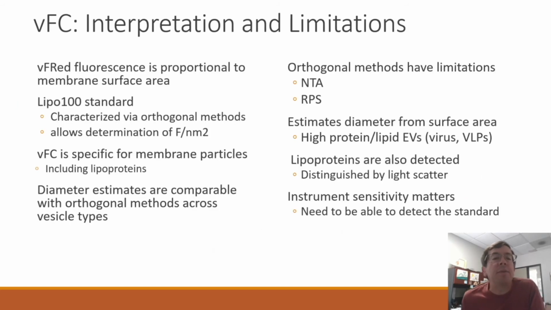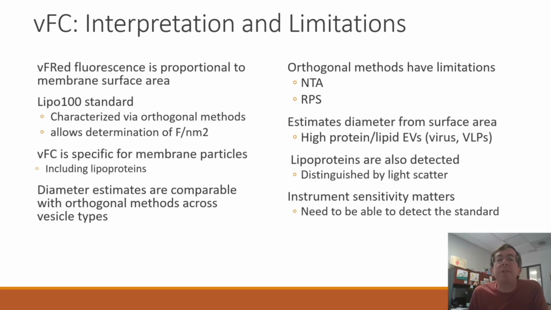So wrapping up here, we find that VF red fluorescence is proportional to membrane surface area, and that gives us a means to estimate vesicle size from fluorescence. We use the LiPo-100 standard, which has been characterized by orthogonal methods, and lets us determine the slope of fluorescent units per nanometer squared. VFC has the advantage that it's specific for membrane particles, including lipoproteins, which could either be a challenge or an opportunity. And finally, the diameter estimates we obtain are comparable with those other methods across vesicle types.